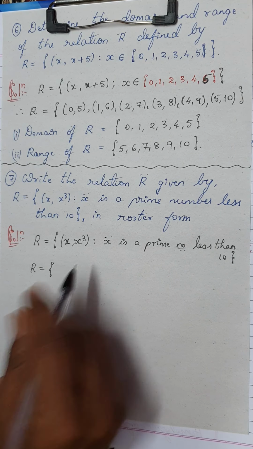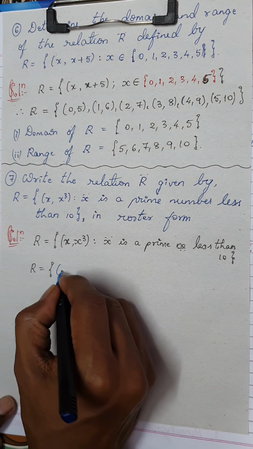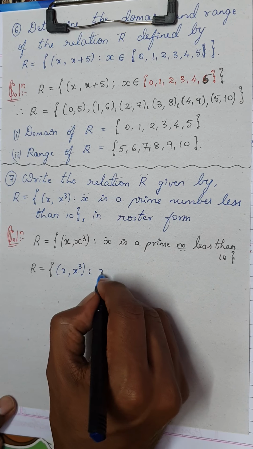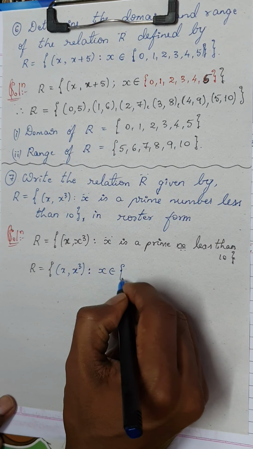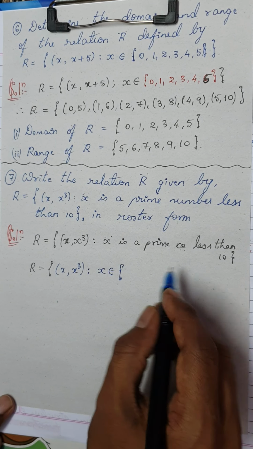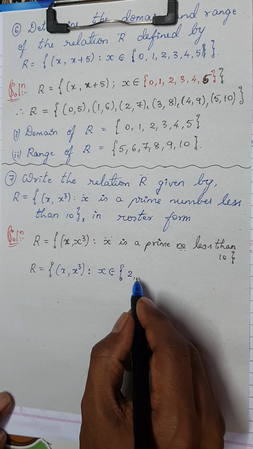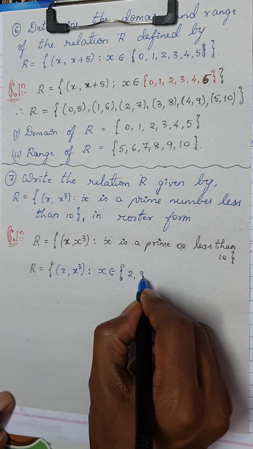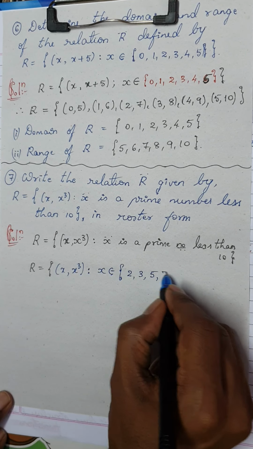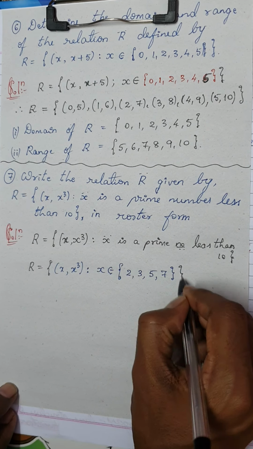Means we are not changing anything. We are rewriting this relation as every x comma x cube such that x belongs to, let us write the set. What are actually the prime numbers less than 10? We cannot take 1. 2 is the first prime number less than 10. Then you can take 3, you can take 5, you can take 7. These are the only prime numbers less than 10. So this completes our relation.